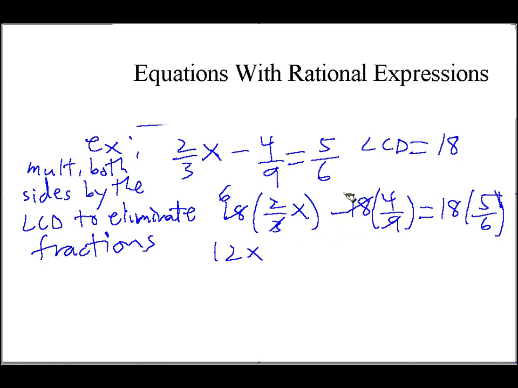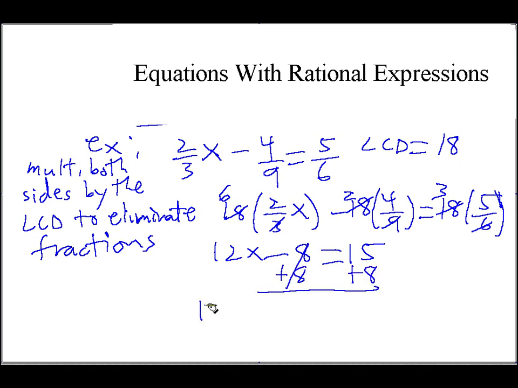9 into 18 is twice, so 2 times 4 will be minus 8, equal to 6 into 18, which is 3 times, so 3 times 5 is 15. After I multiply both sides by the LCD to eliminate fractions, I get a nice easy equation which I can finish solving. Add 8 to both sides: 12x is equal to 23. Dividing both sides by 12, x is equal to 23/12.